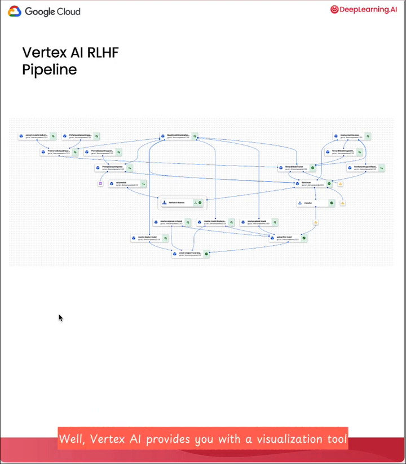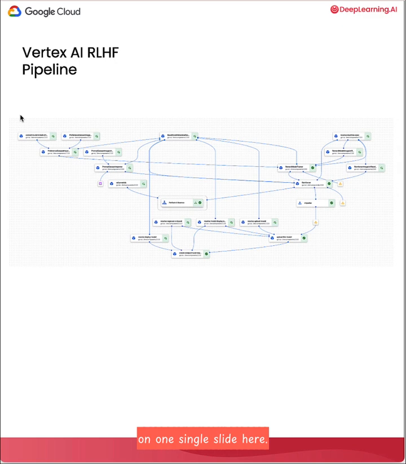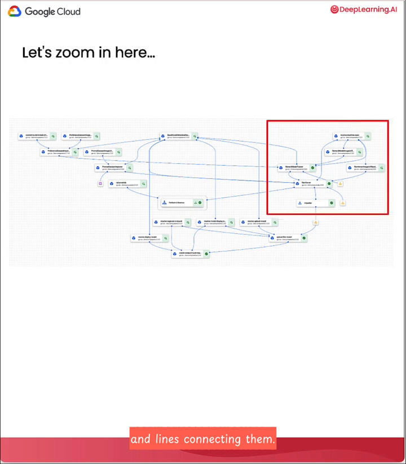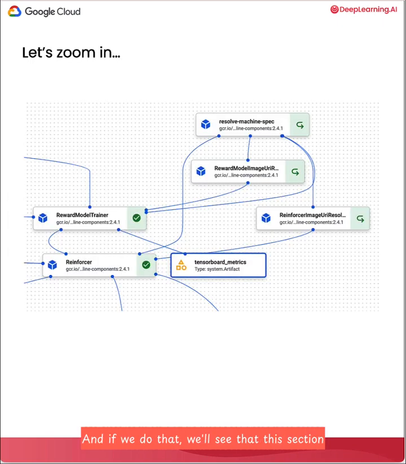So what does this pipeline actually look like? Well, Vertex AI provides you with a visualization tool where you can see all of the components of your pipeline. And this is what the RLHF pipeline that we're going to execute actually looks like. It's pretty difficult to see this all on one single slide here. There are a bunch of steps, and it probably just looks like a bunch of small boxes and lines connecting them. But we can zoom in on one specific part of the pipeline over here on the right. And if we do that, we'll see that this section looks a little bit like this.